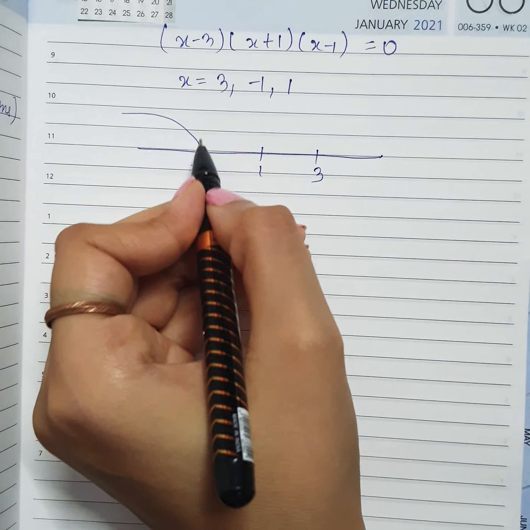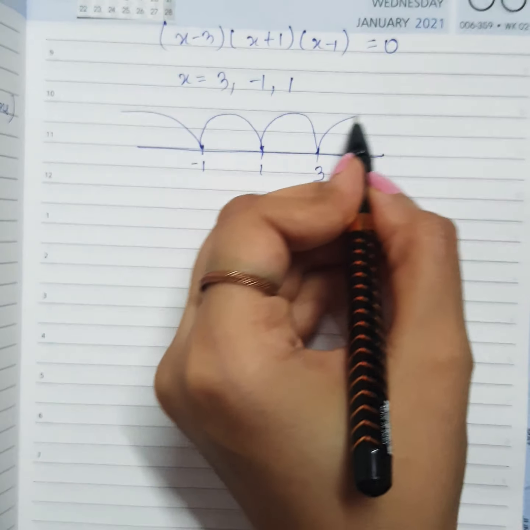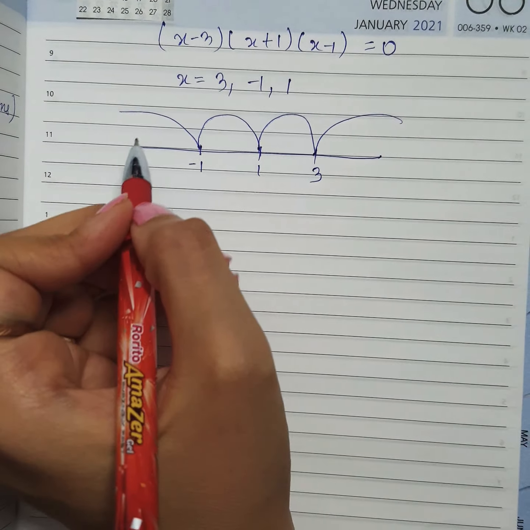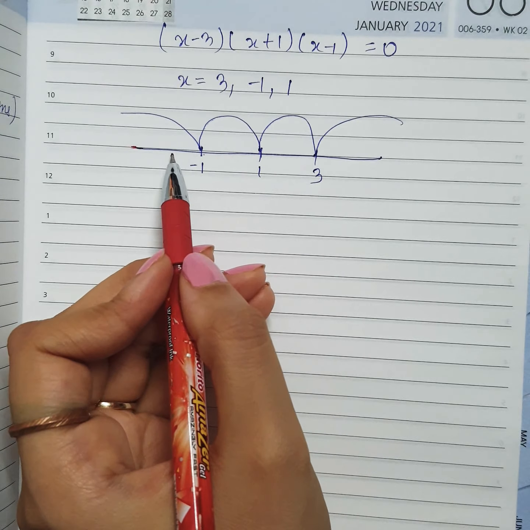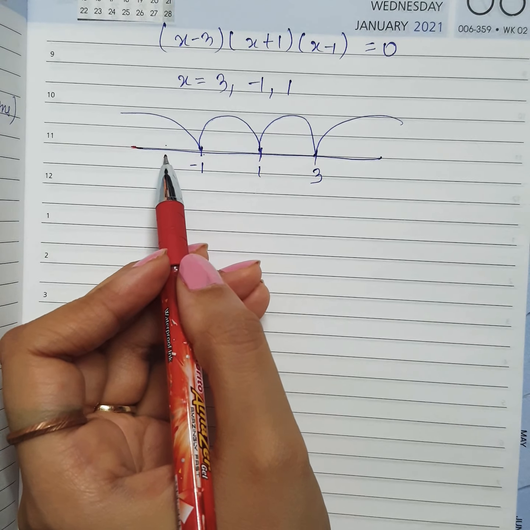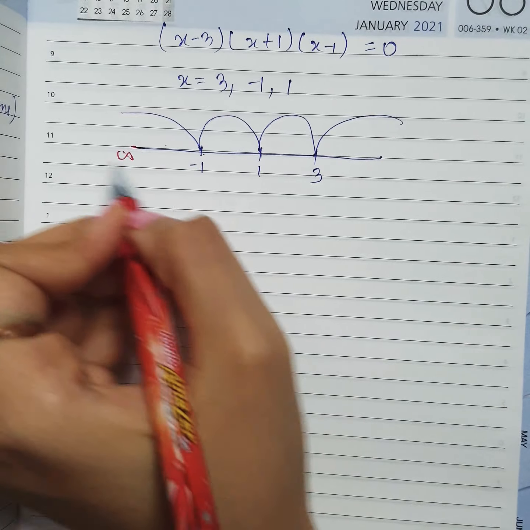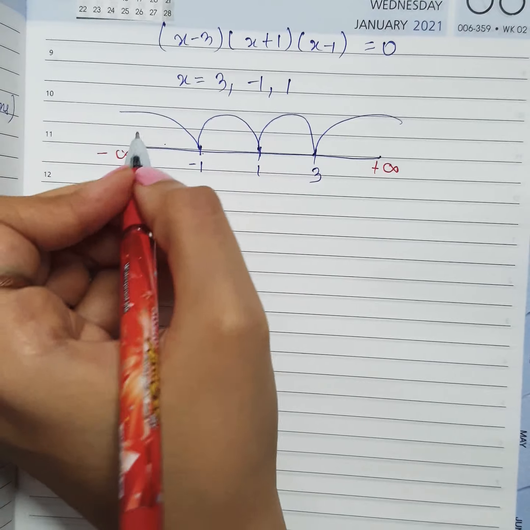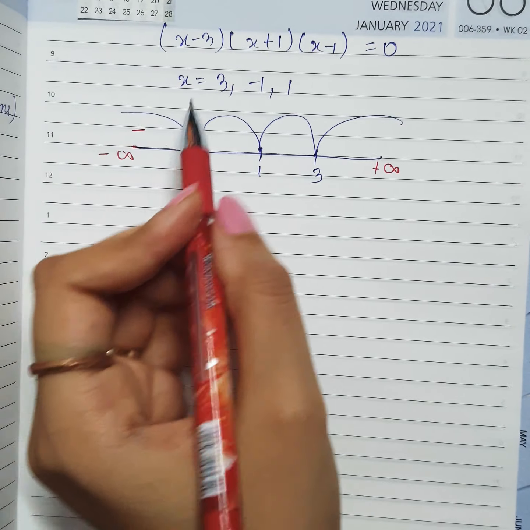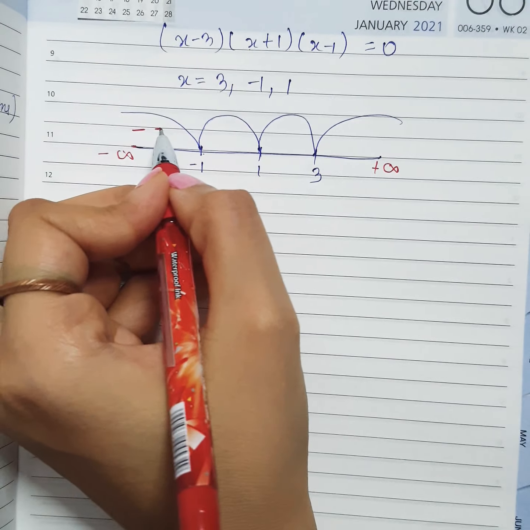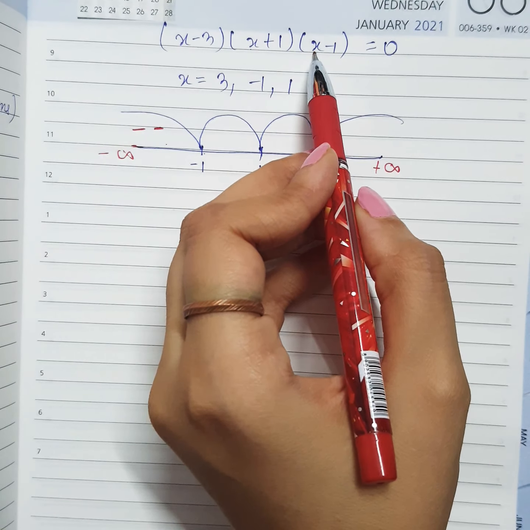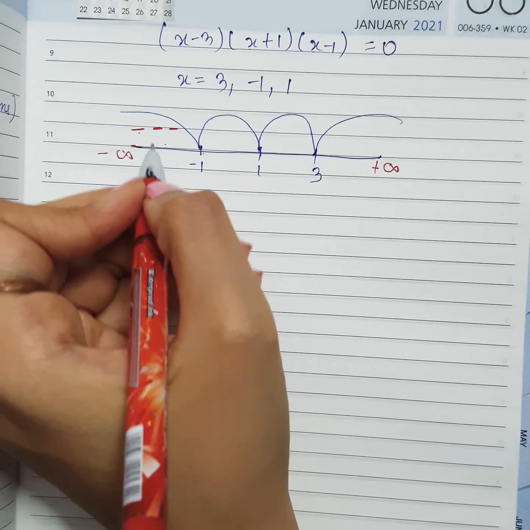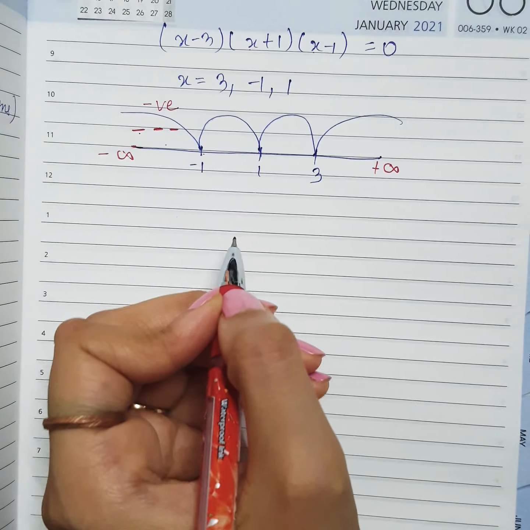So we have so many class intervals formed. Now let us see the sign of each and every interval. Less than -1 is, let's say, -2. -2 minus 3 is negative. -2 plus 1 is also negative. -2 minus 1 is also negative, and multiplication of 3 negative signs will be negative.